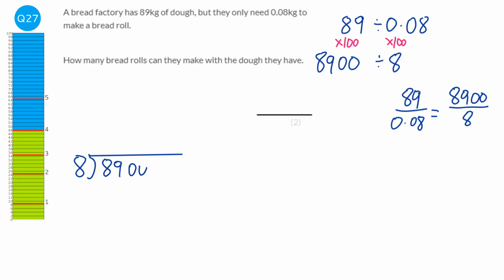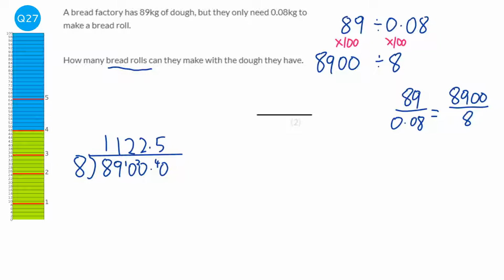And we've got 8,900 on the inside. So 8 into 8 go 1, 8 into 9 go 1, remainder 1, 8 into 10 go 2, remainder 2, and 8 into 20 go 2, remainder 4, and 8 into 40 go 5. Now, it says how many bread rolls can we make? Now, we can make 1,122 and a half.